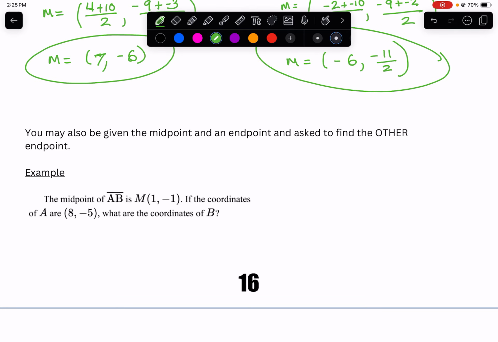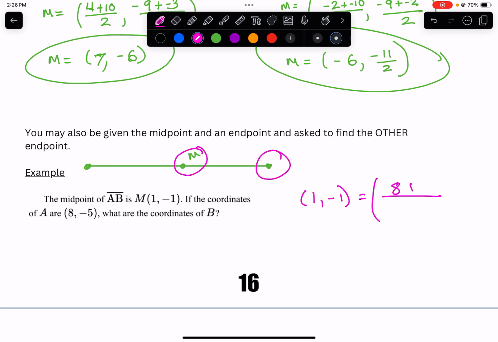So you might also be given the midpoint and an endpoint and asked to find the other endpoint. So in this case, right, before we were being given the two endpoints and asked to find our middle, now we're being given the middle and an endpoint, and we have to find our other endpoint. So you can use the formula because we know that the midpoint is 1, -1, which is equal to our x plus another x value divided by 2, and our y plus our y value divided by 2.